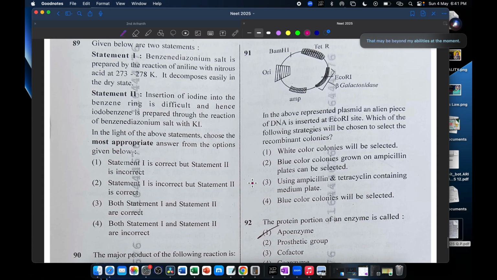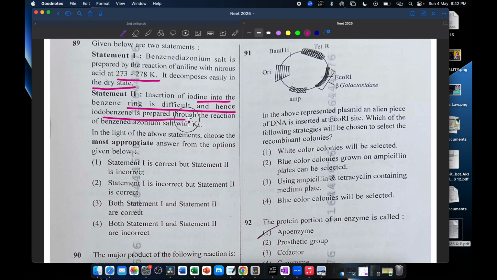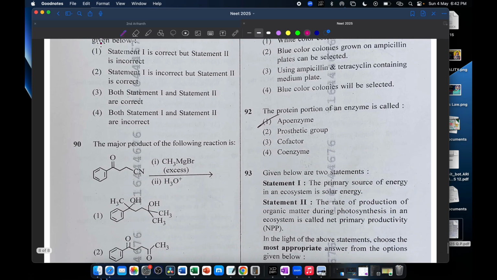Next one, given below are the two statements. Benzene diazonium salt prepared by the reaction of aniline with nitrous acid at 270 to 220 decomposes easily in the dry state. Insertion of iodine into benzene ring is difficult. Hence, iodobenzene is prepared through the reaction of benzene diazonium salt with KI. In light of above, both statements are correct.